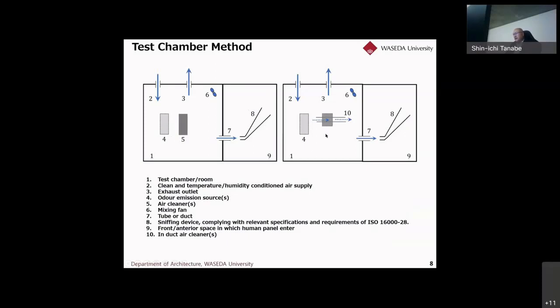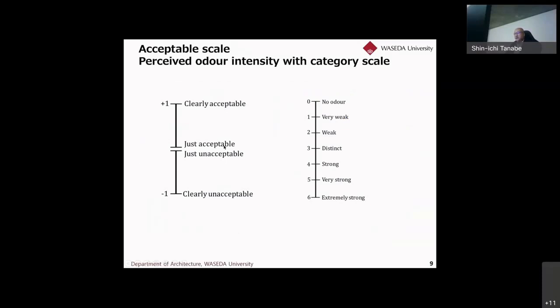If we have another device in the duct, putting an air cleaner inside the duct is also possible to test. After the outlet of the room air, we ask the person for the acceptability scale, or even the perceived odor intensity with the category scale. This is from just acceptable and clearly acceptable, to clearly unacceptable. This is what we call the Yaglou scale for odor intensity.